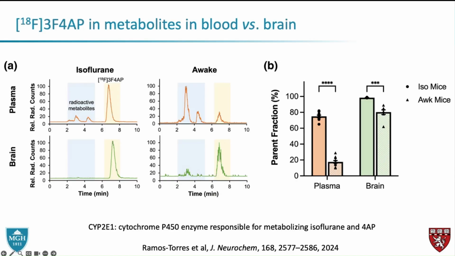When we look at the metabolism, both in the plasma and in the brain, we saw that anesthetized animals hardly metabolize the tracer, whereas awake animals extensively metabolize the tracer. Luckily, it looks like there aren't many metabolites getting into the brain, so this does not pose a quantification challenge. The peak that we see here, we think that's just the blood pool from the brain.